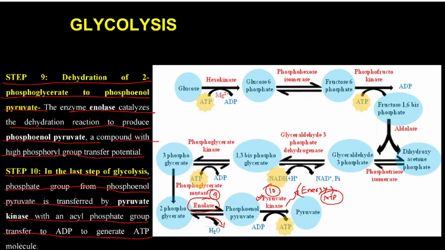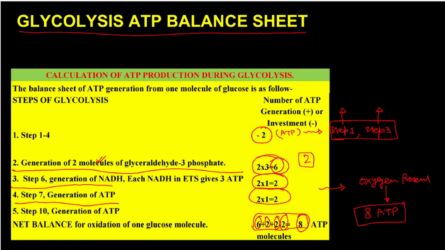In the last step, step 10, this phosphoenol pyruvate, because it has more potential to transfer its phosphate group, will generate an ATP and get converted to pyruvate, and the enzyme involved is again a kinase. So it will be pyruvate kinase. So this is how glycolysis goes. Glycolysis is completed in 10 steps, and at the end we get the end product pyruvate, which enters the Krebs cycle.